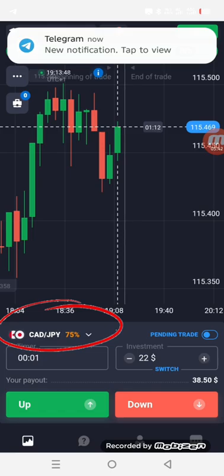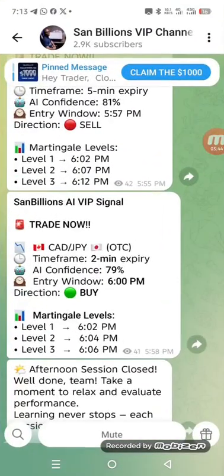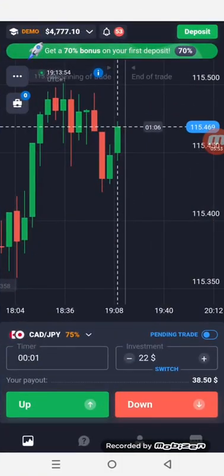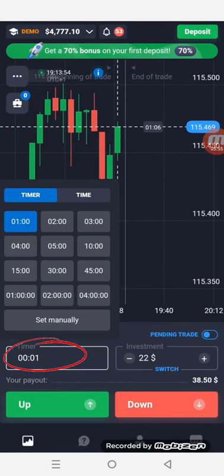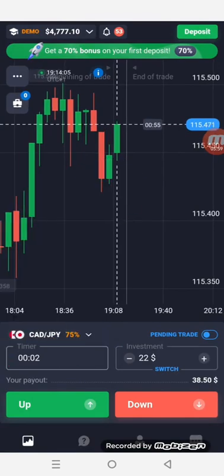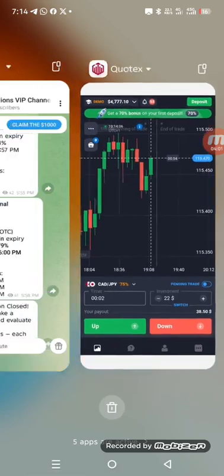Now if you go back again to the signal, the next thing is the time frame. The time frame for this signal is 2 minutes. So you go back to your timer here, you click your timer, and you put 2 minutes. Now you have set the currency pair and you have set the time. Now you go back again and check the trade.